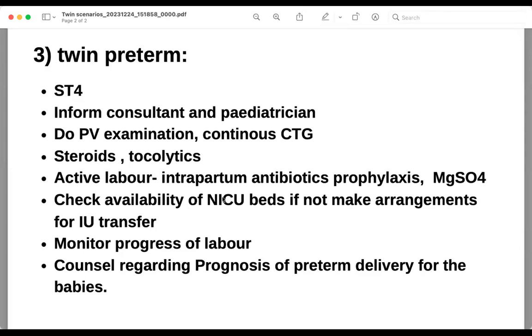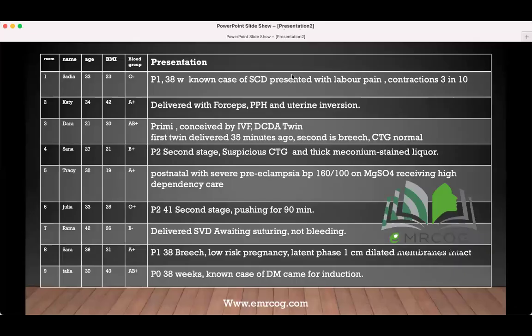But only check the availability of the NICU beds, or otherwise arrange transfer, and monitor the progress of labor. Counsel regarding the prognosis of preterm delivery for the babies. And this is part of the human communication that is needed to be covered in the cases of preterm twins. Okay, back to our list, and I hope that those bullet points helped you.